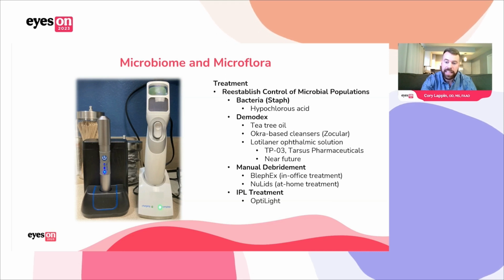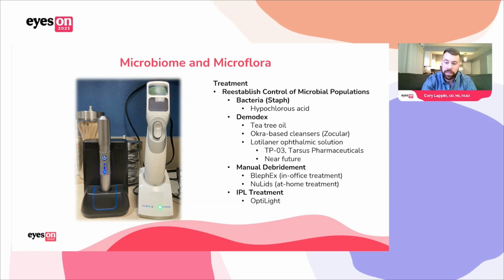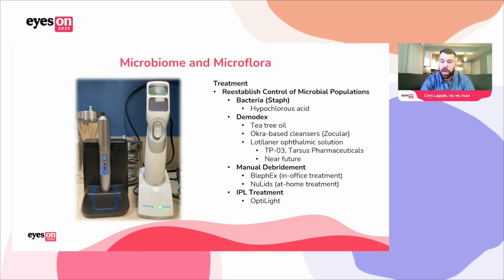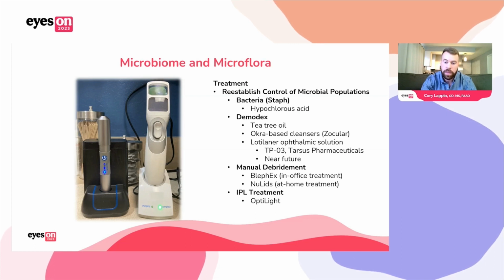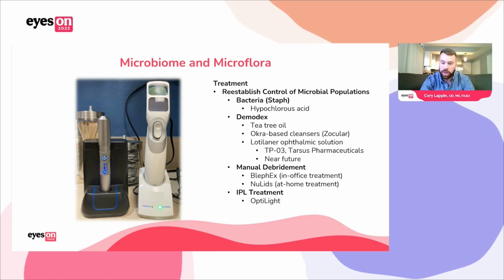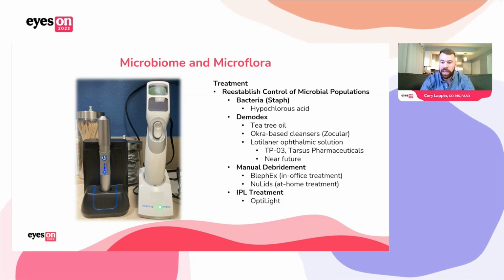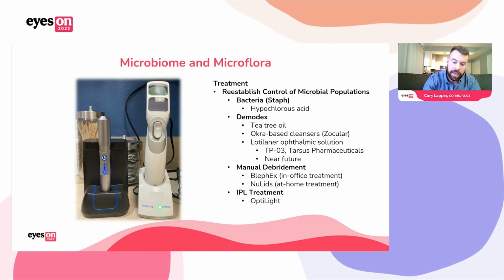So hypochlorous acid is an excellent choice for bacterial blepharitis, as hypochlorous acid is what our body's own immune cells use to kill bacteria. Whereas tea tree oil and okra-based cleansers can be used to eliminate Demodex mites. And soon we may have the first FDA-approved treatment for Demodex in the form of lotilaner solution, which effectively paralyzes the mites and reduces the number of pro-inflammatory collarettes present. And manual debridement procedures such as new lids and Blephx can be helpful in removing bacteria and Demodex, as they often have associated debris, collarettes, or biofilm that is present on the lid margin or lashes. And IPL is another good option, as it has been shown to reduce the presence of both Demodex and bacteria.